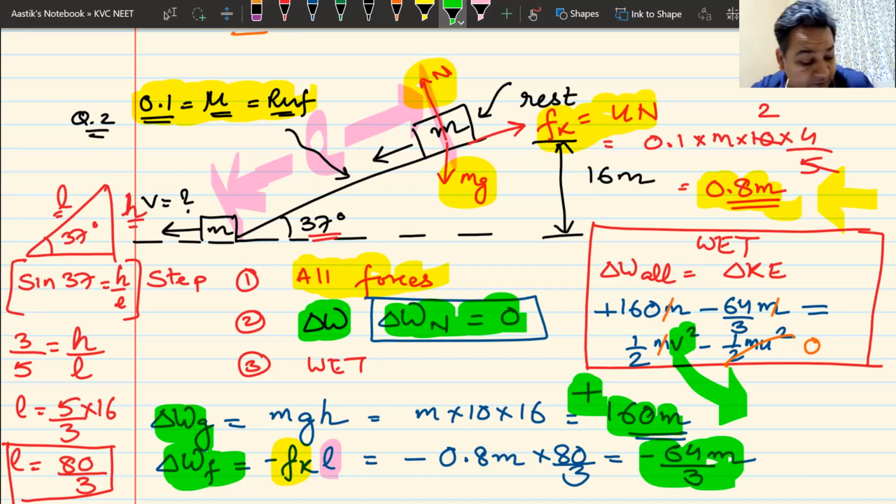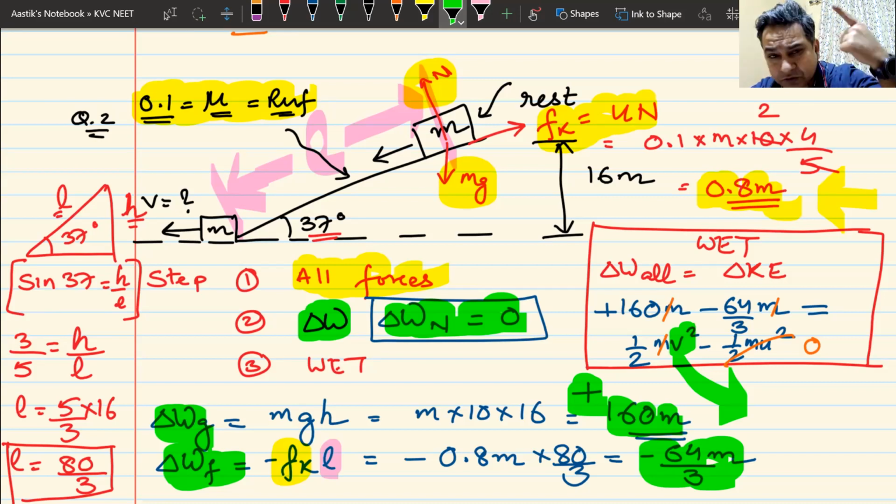I hope all of you have noted it down. Anyone with any doubt, please raise your hands. What we have done, I'll again repeat. First step, find out all the forces. Second step, find the work done by all forces. Third step, apply work energy theorem. Three forces acting here: normal reaction, gravity, friction. Value of N is mg cos theta.